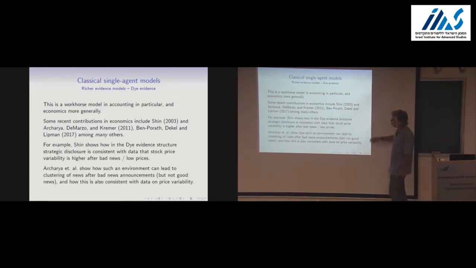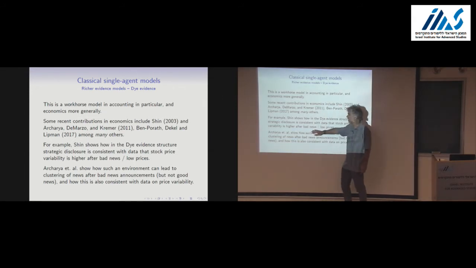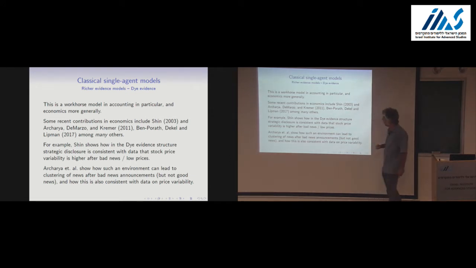In Shin's model, he shows that if we use the dye evidence structure, then an environment with strategic disclosure, in contrast to unavailability of strategic disclosure, will lead to stock price behavior which is consistent with evidence. In particular, stock price variability will be higher after bad news. Equivalently, it will be higher after low prices. I'll sketch that model very quickly.